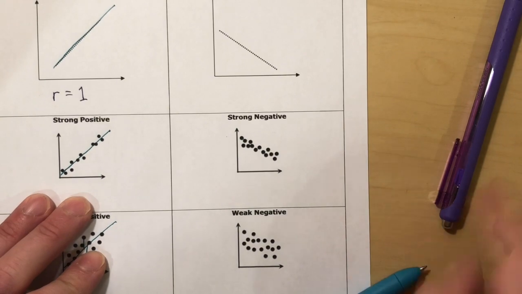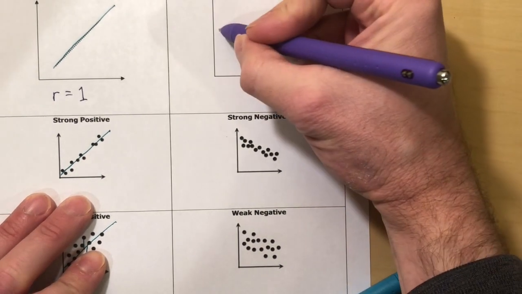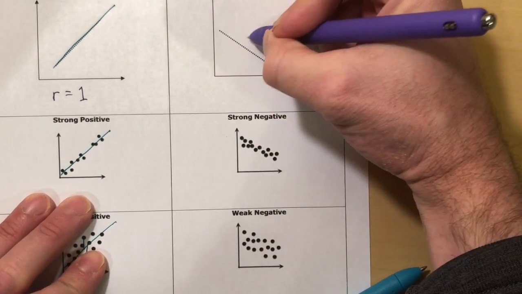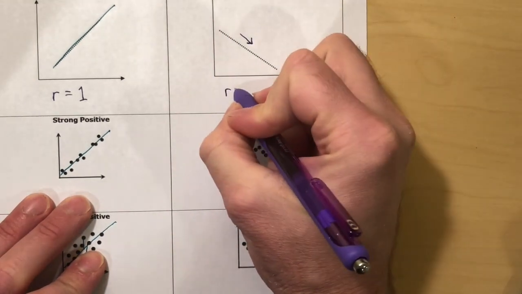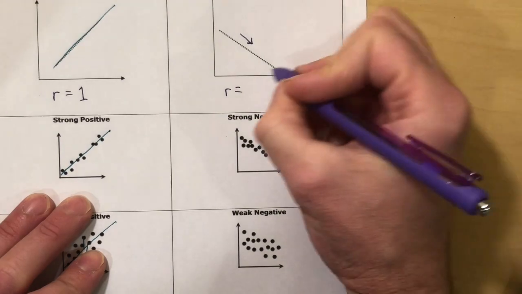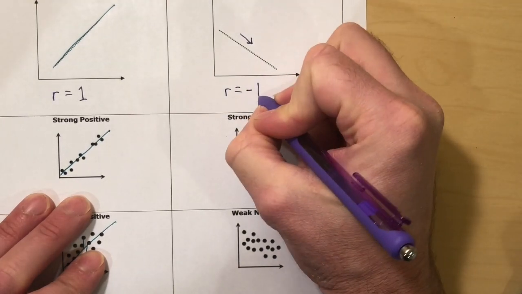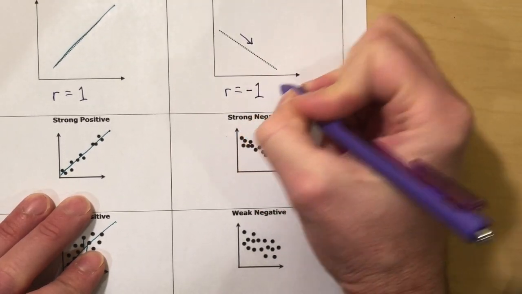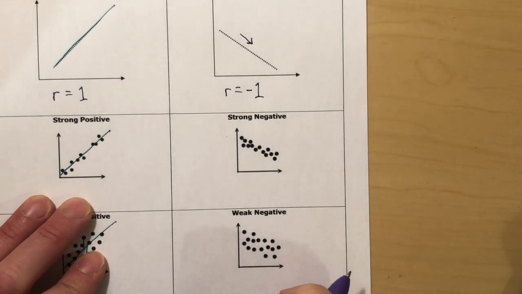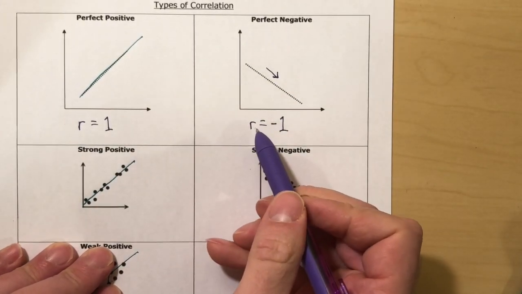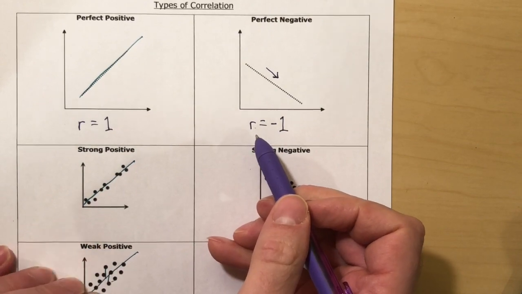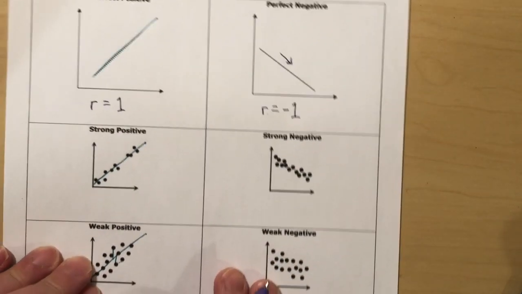For perfect negative, all these points are on a straight line, but the slope is going down. So that makes it negative. But because they're on a straight line, the value would be 1. So this is R equals negative 1 for a perfect negative. Now you don't see that too often when we're talking about correlation. Usually you'll see strong or weak.